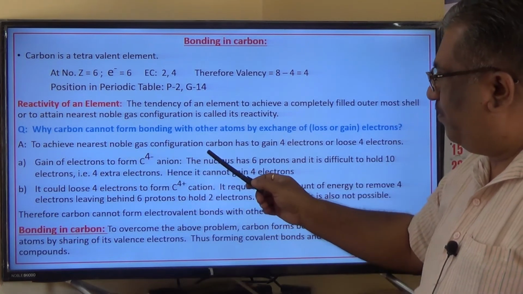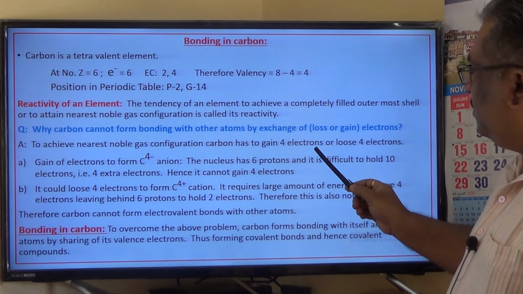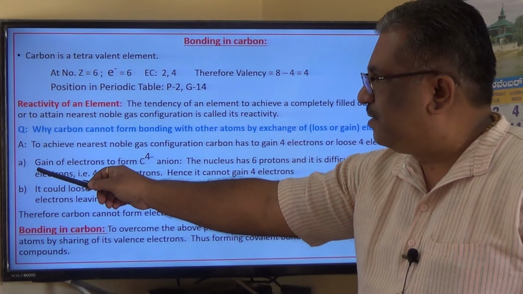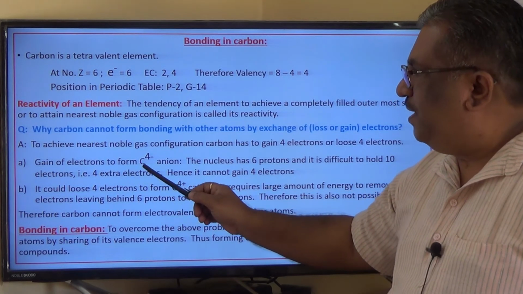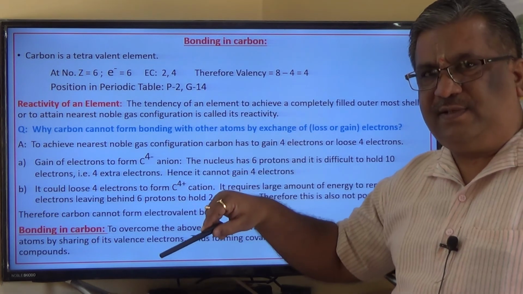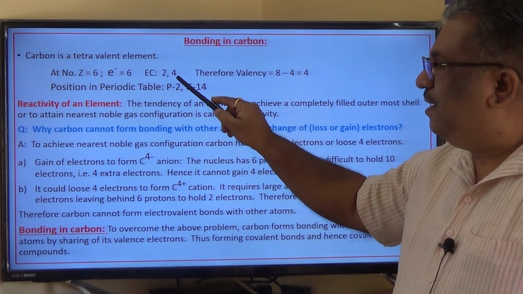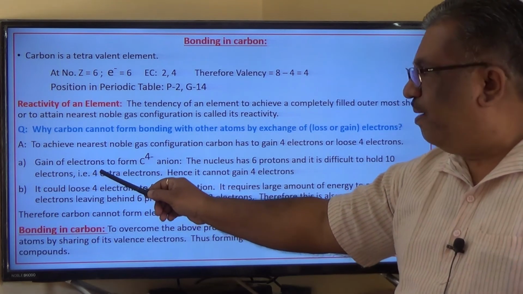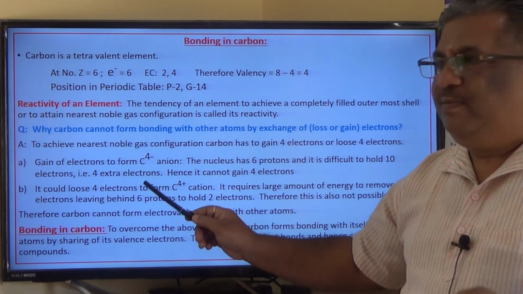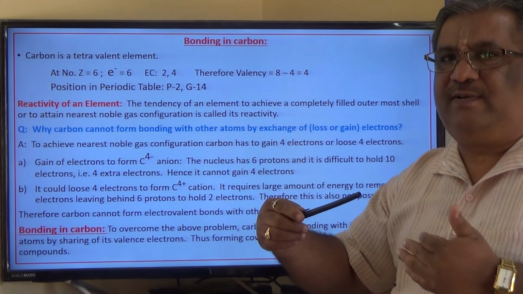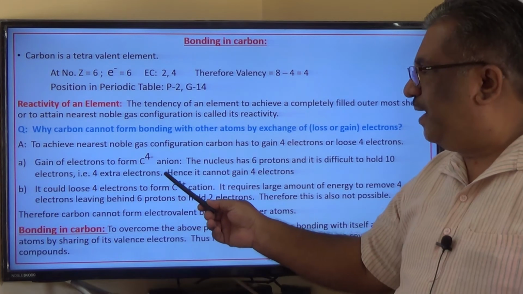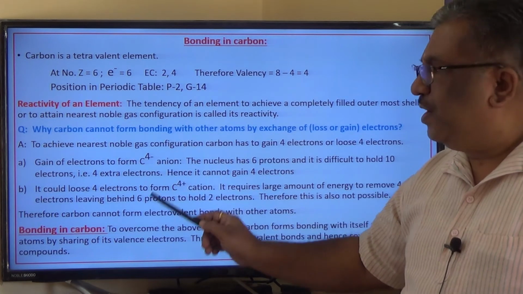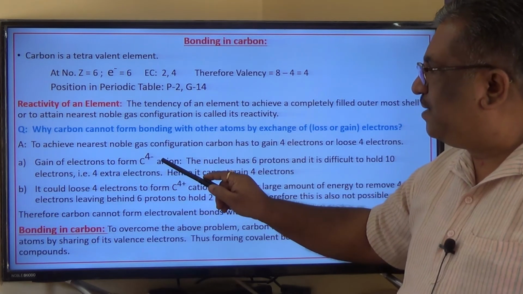To achieve the nearest noble gas configuration, carbon has to gain 4 electrons or lose 4 electrons, because the valence electrons are 4 here. First case, gain of electrons to form C4 minus anion. If it gains 4 electrons, the outermost shell, that is the L shell, will have 8 electrons completely filled. So by gaining, carbon is supposed to form C4 minus anion, is it not? Because 4 minus indicates it has to gain 4 electrons and become a negatively charged ion, and that is called an anion. And how many electrons can it gain? 4, and therefore C4 minus represents the carbon anion. So the gain of electrons to form C4 minus anion, is it possible?